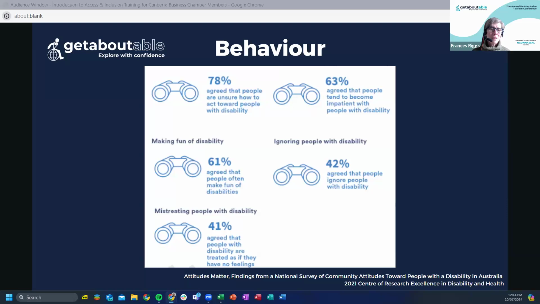What do you think about these findings? Have you seen any of the evidence of that in your workplaces, or even if you haven't been exposed to people with disability in your workplace, have you witnessed it in the community, in the public environment?